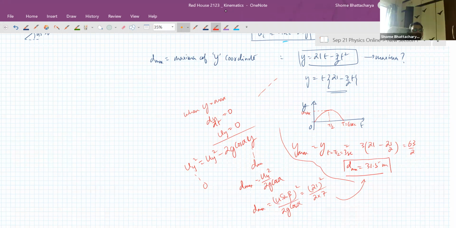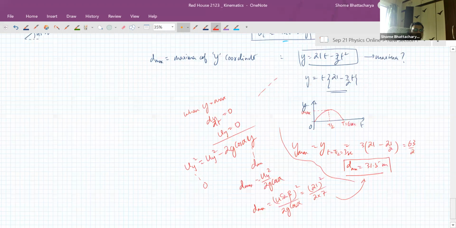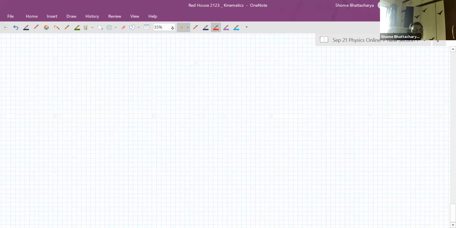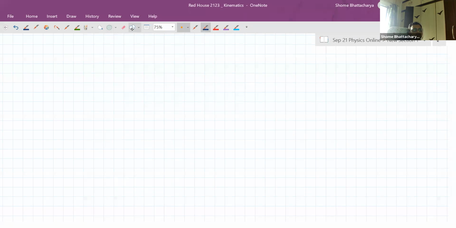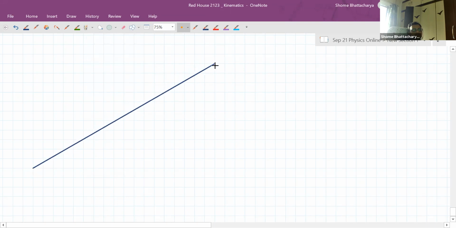Okay, so hope these calculations are clear. And now we'll quickly do another version of this question. This time we will see that we are projecting the particle or the object from somewhere slightly above, and it's coming down the inclined plane. Let's take that kind of situation, and let's use slightly different values also.